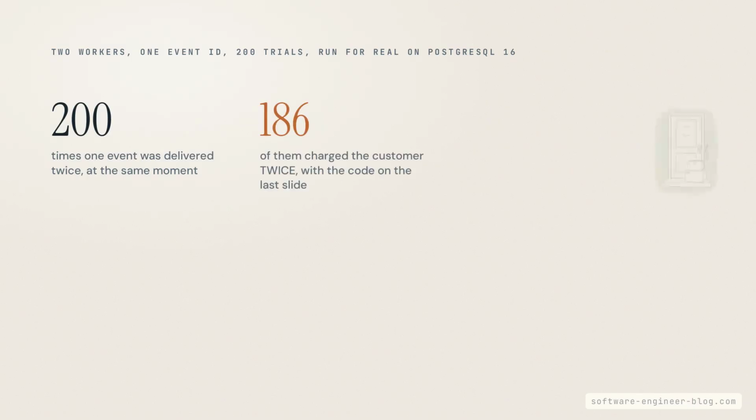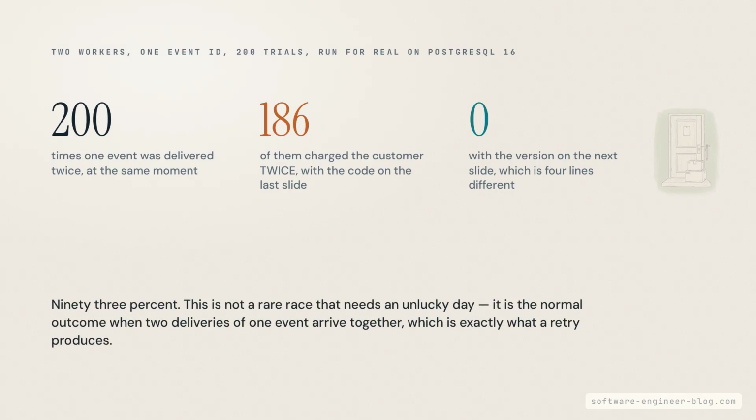I ran that on a real Postgres database. 2 workers, 1 event ID, 200 trials. 200 times the same event was delivered twice at the same moment. 186 of those times, the Look It Up first version charged the customer twice. That is 93%. And with the version on the next slide, which is about 4 lines different, 0. So this is not a rare race that needs an unlucky day. It is the normal outcome when 2 deliveries of one event arrive together, which is exactly what a retry produces.